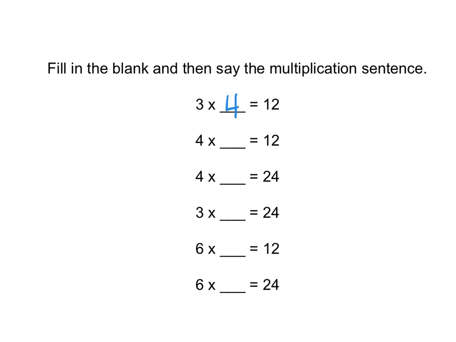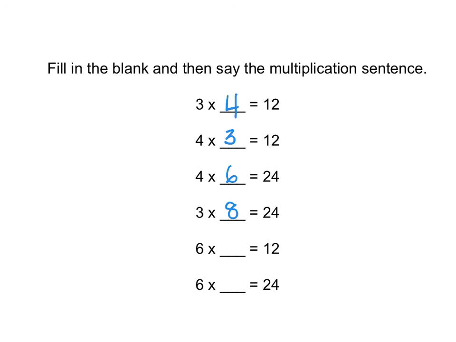4 times blank equals 12. 4 times 3 equals 12. We're just reversing those. 4 times blank equals 24. If you think back to what we just did, 4 times 6 equals 24. 3 times blank equals 24. 3 times 8 equals 24.